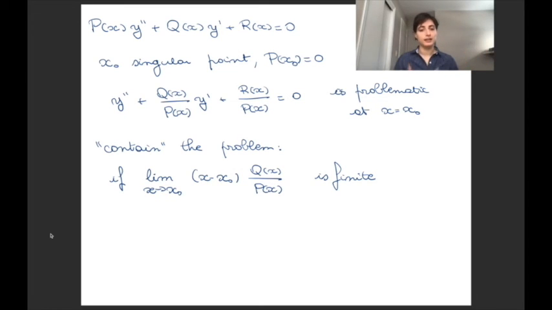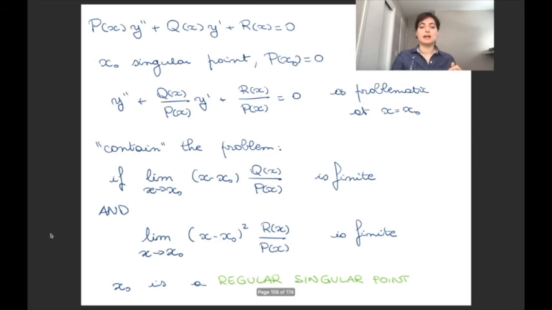But we try to contain the problem. We say that if the limit for x tending to x naught of capital Q of x divided by capital P of x, multiplied by x minus x naught, is finite, and a similar thing holds for R, that is, the limit for x tending to x naught of capital R of x divided by P of x times x minus x naught squared is finite, so if both these limits are finite, x naught is a regular singular point.